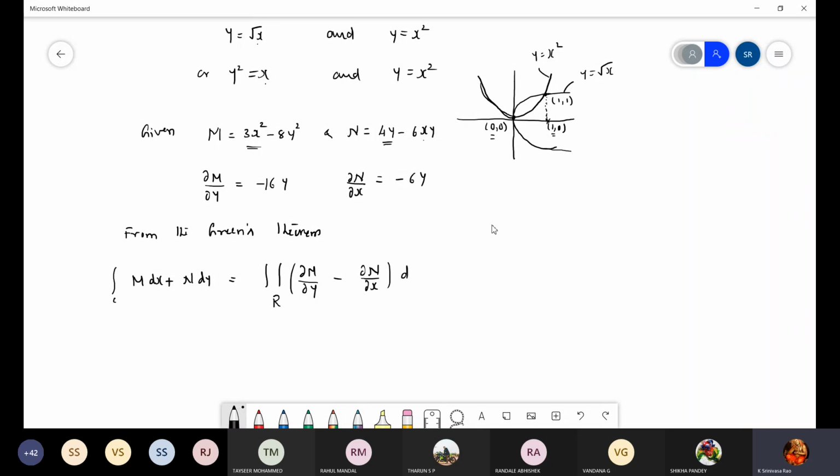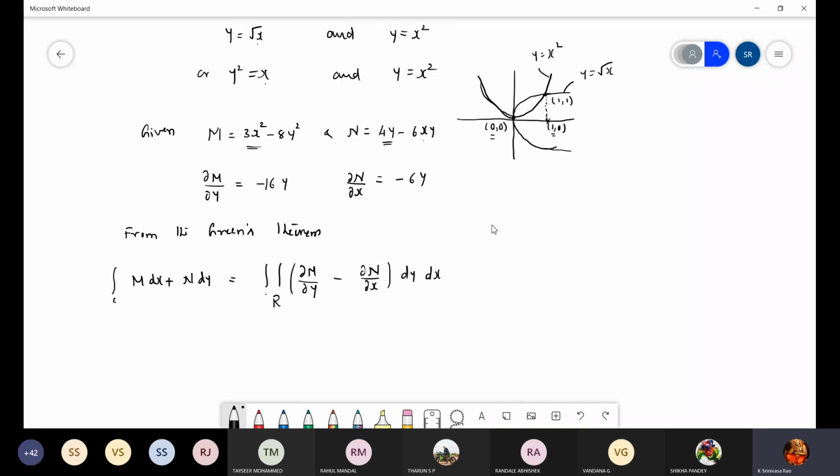Okay, dy dx. So always we will write x as the second variable, because it will come to the first integral, the outer integral. The outer integral should always be constant only. The inner integral should be variable. So that's why we always choose x as the outer integral.